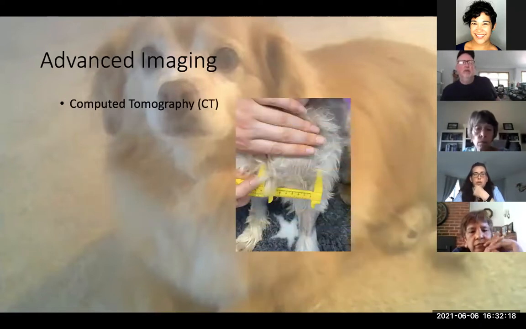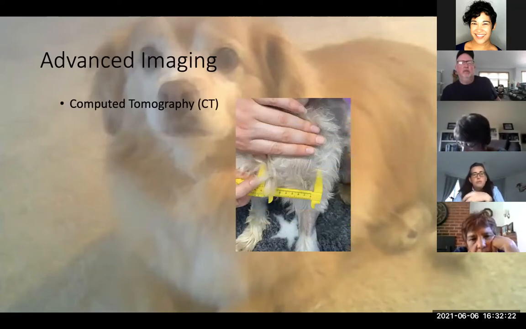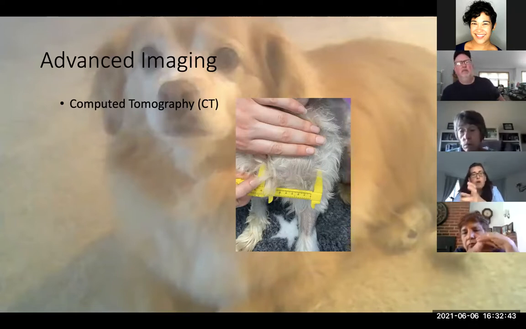Other things that we may do is recommend CT. On this dog, we looked at the mass, and I said that was the tumor I was most concerned about. So I did recommend doing a CT on this patient. The reason I was concerned and wanted to do a CT is because we could only palpate on the outside, and it was a very firm mass. So I was concerned how deep it was going.